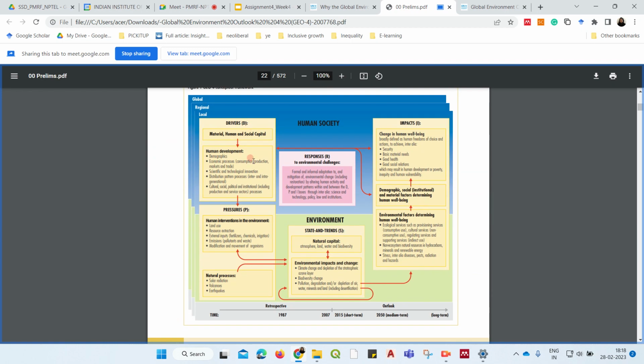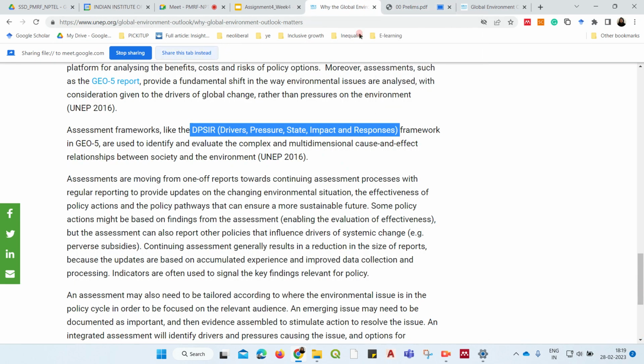So different drivers, then what are the pressures which are being faced. So then the state of the environment, so state of the natural capital as well as environmental impacts and change, and then what responses to environmental challenges can be there, and then impact. So this is the framework which they follow, and they make these reports after certain periods of time. So you can go to the websites and see this for yourselves as well.